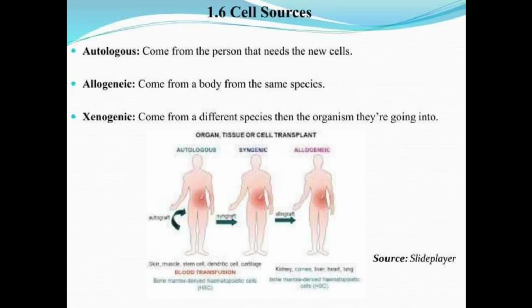What are all the cell sources? Already we discussed autologous, autogenic, allogenic and xenogenic. Autogenic comes from the same person to form the new cells. Allogenic comes from the body of the same species, that is kith and kin. We call it allogenic, or relative, or it may be non-relative in nature. And xenogenic comes from a different species. It may be from any animal source for that matter.